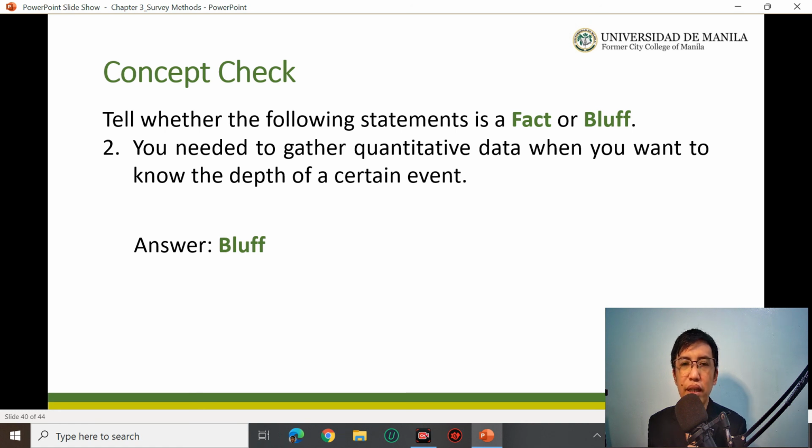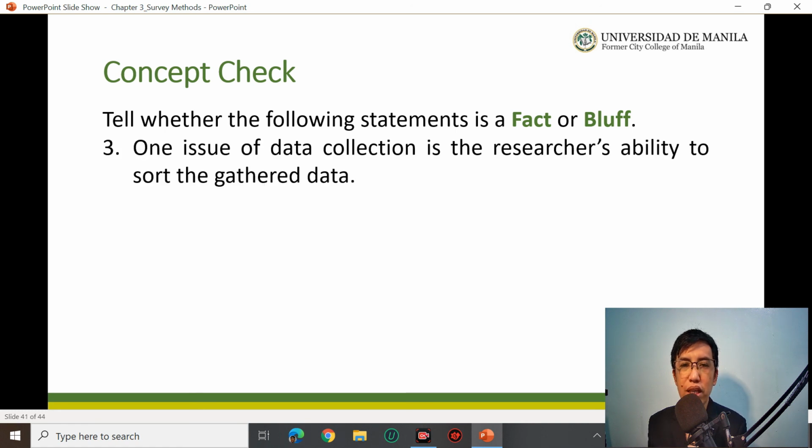Okay. Next, for number 3, one issue of data collection is the researcher's ability to sort the gathered data. 10, 9, 8, 7, 6, 5, 4, 3, 2, 1. And time's up. It is bluff. Di ba, one issue is the inability or the lack of training for data collection. Ito marunong naman siya. So it's a bluff.